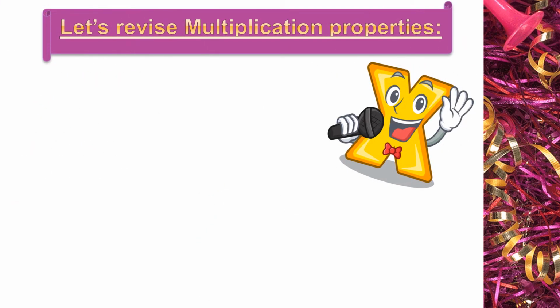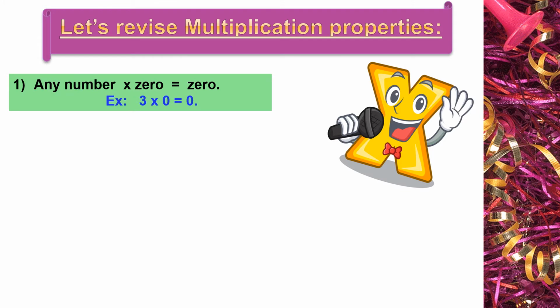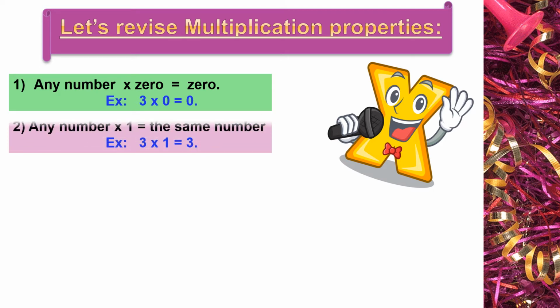Let's revise all multiplication properties I studied. The first property, any number times 0 equals 0, because 0 is hero. So 3 times 0 equals 0. Number 2, any number times 1 equals the same number, because we said 1 is like a mirror. So 3 times 1 equals 3.